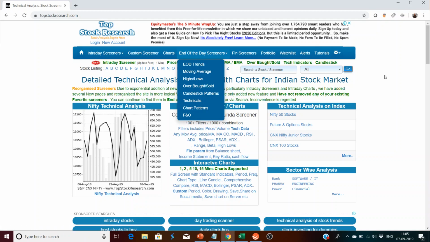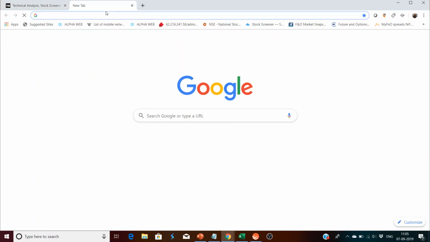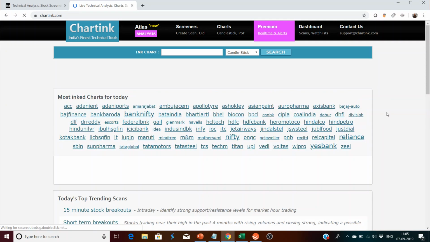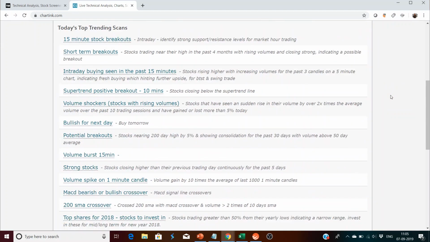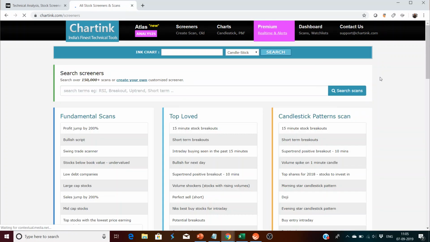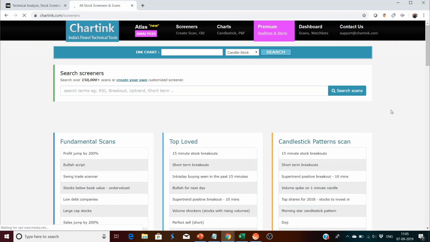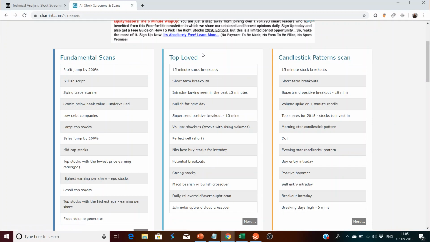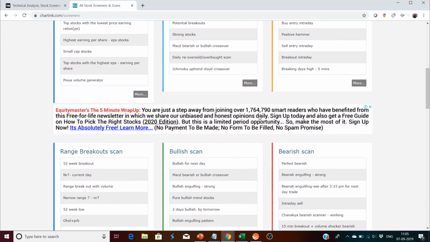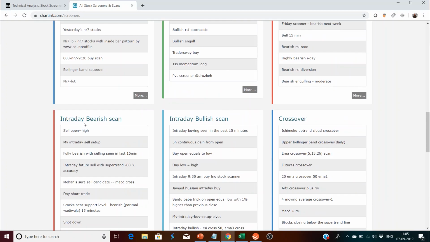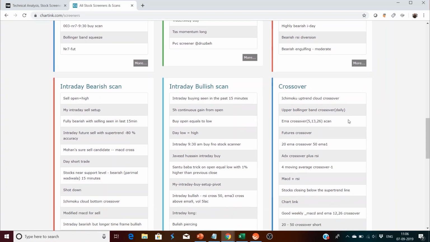And there's one more site which is Charting. Let us open that as well. Okay, this is the one which I use for day trading. So they have a lot of screeners available, and I'll tell you which are the ones which are good. Okay, as you can see, there are fundamental scans, top load, candlestick patterns, range breakout scans, bullish scans, bearish scans, intraday bearish, intraday bullish, crossover.